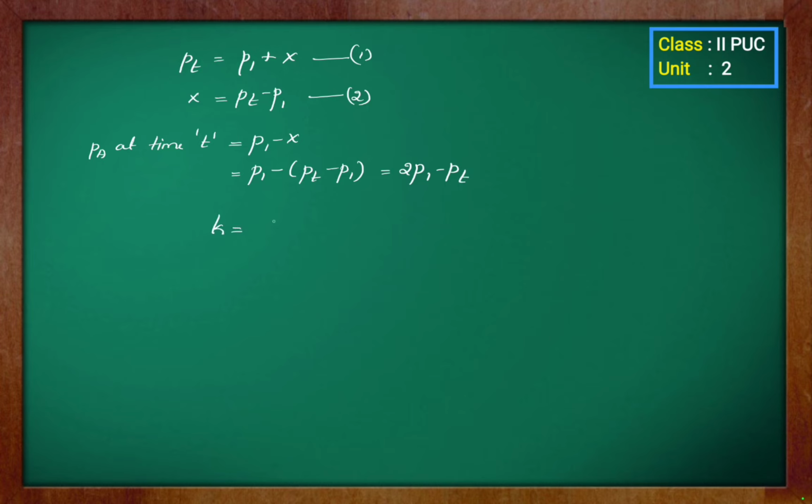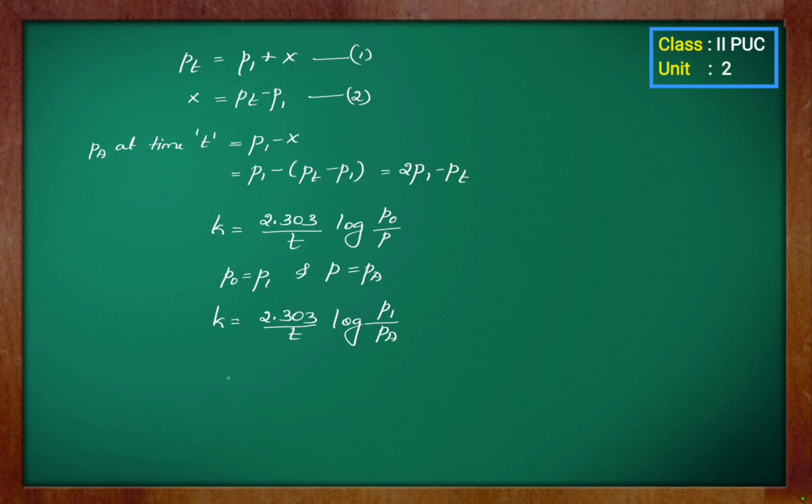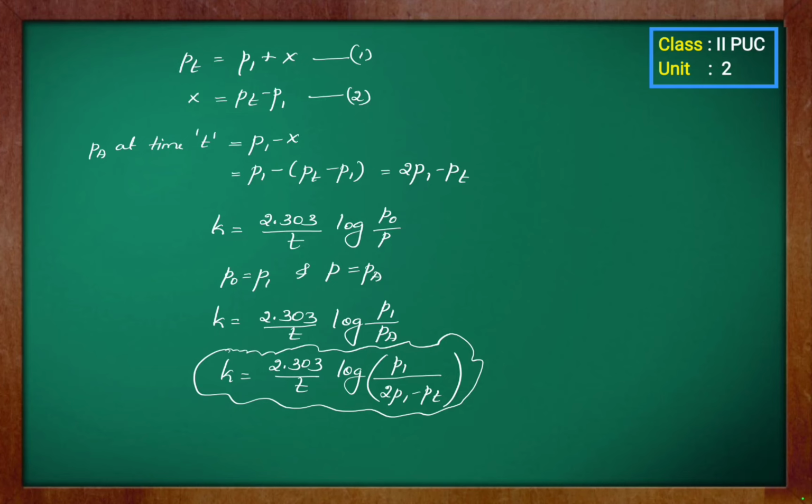So we know that the rate constant K for a gaseous reaction is written as 2.303 divided by t log of P0 by P, where P0 is the initial pressure of the reactant and P is the pressure of the reactant at time interval t. Now we have considered the initial pressure of the reactant A as P1 and the pressure at time interval t as PA. So our formula will become K is equal to 2.303 divided by t log P1 divided by PA. Substituting into this equation, K is equal to 2.303 divided by t log initial pressure P1 divided by the partial pressure of the reactant A at time t, which is 2P1 minus Pt. So this is the expression for the rate constant of a first order gaseous reaction.